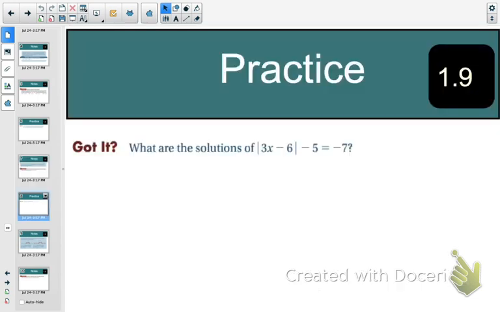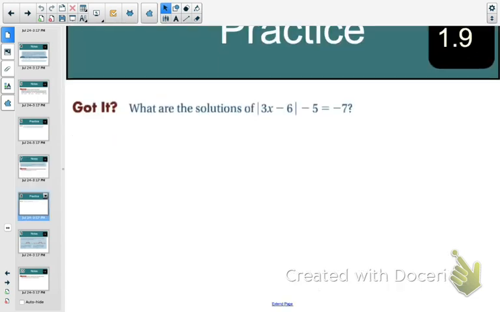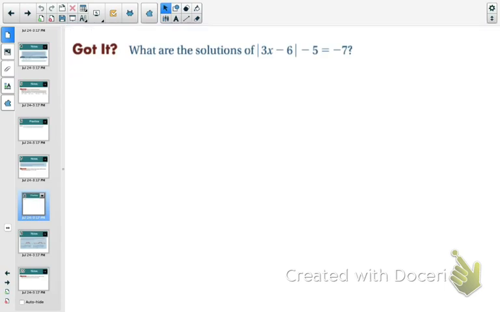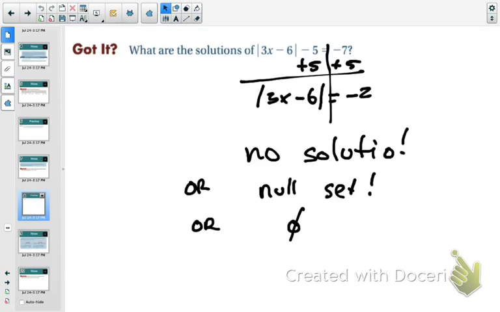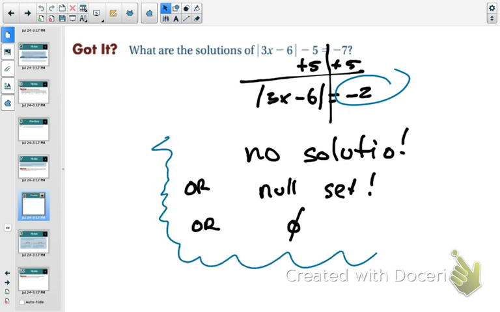Okay, so you go ahead and try this one. And I will do it as well, and then we will compare answers. Okay, pause this in 3, 2, 1, pause. All right, so I just added 5 to both sides, and that still left me with a negative 2 over here. And because absolute value cannot be negative, we get no solution.